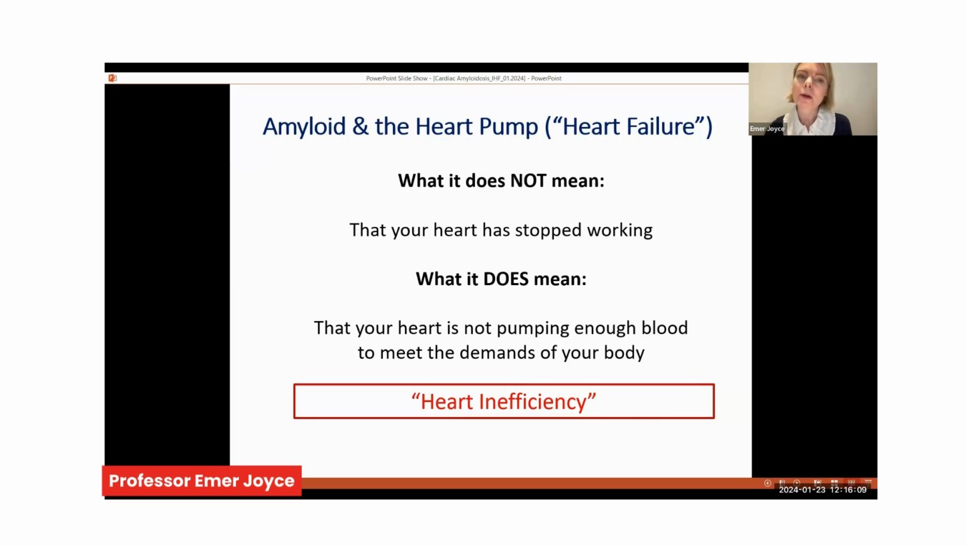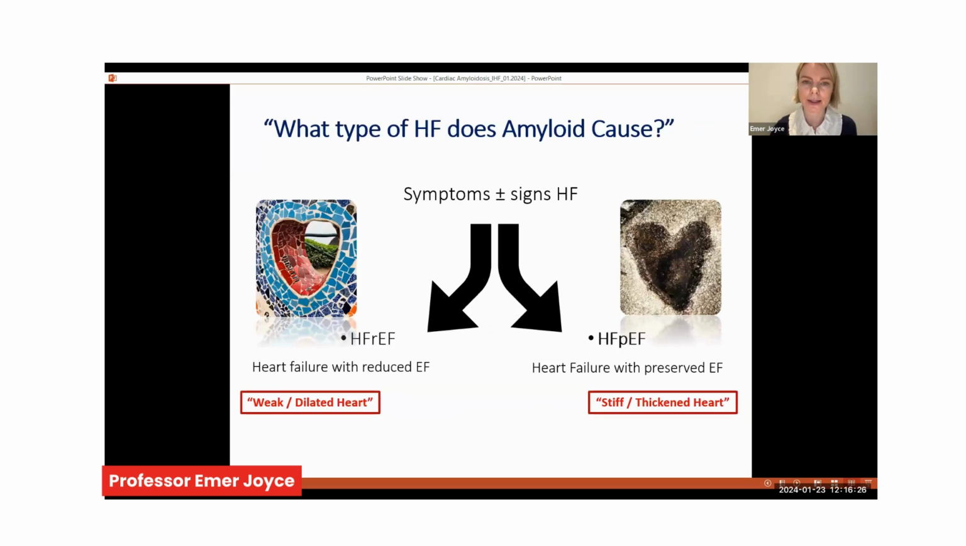So amyloid and the heart pump, it doesn't mean any condition actually that causes heart failure. It doesn't mean that your heart has stopped working by any manner of means. It means that the heart isn't doing its job appropriately enough to meet, or strong enough, or just efficiently enough is a better word there, to meet the demands of your body, and that's heart inefficiency.